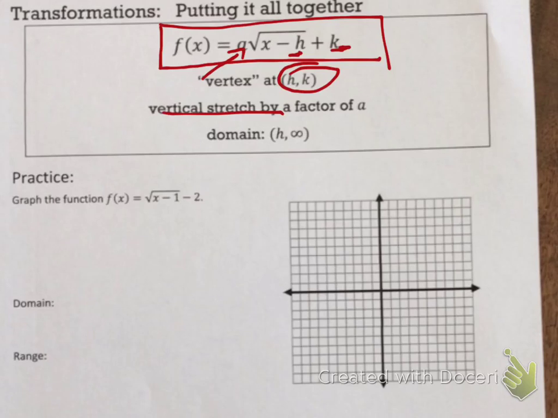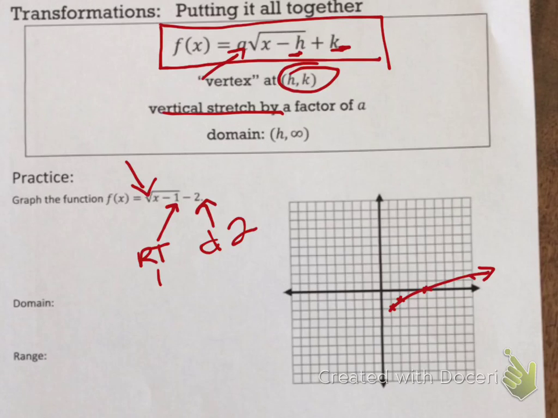So let's just look at this one right here. The -1 tells me to go right 1 because it's inside the grouping symbols directly attached to the x. The -2 outside here goes down 2. So instead of starting at 0, 0, I'm going right 1 and down 2 for my starting point. Because there was not a pattern change out in front, I can follow my same pattern, which is up 1 over 1, up 1 over 3, and up 1 over 5 to graph my square root function.